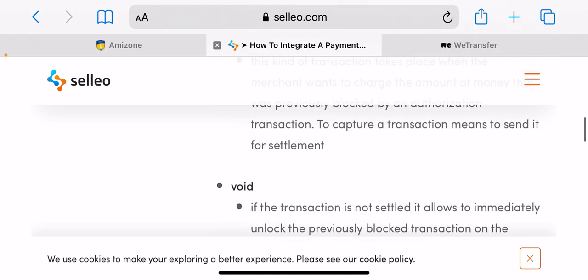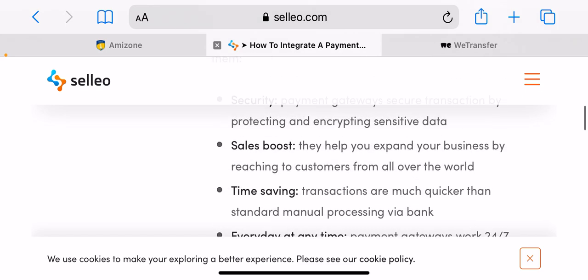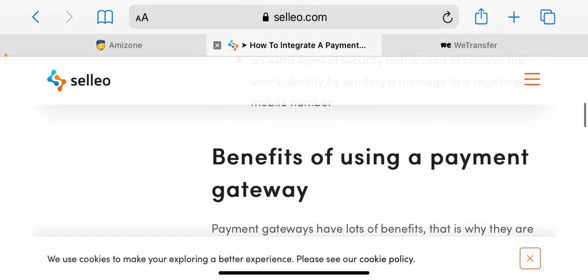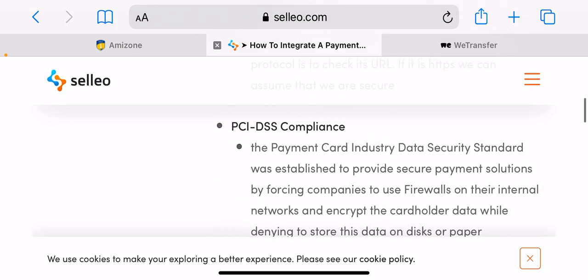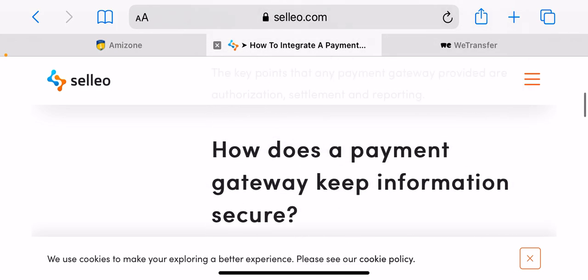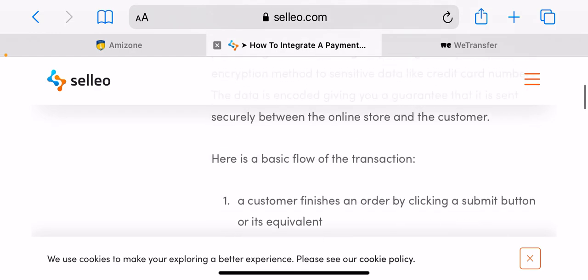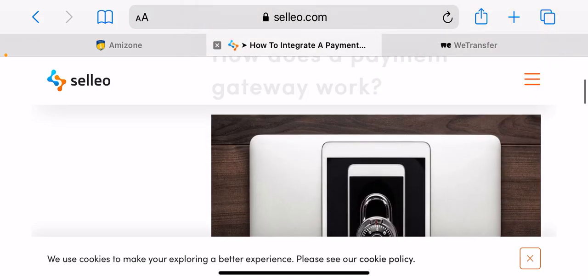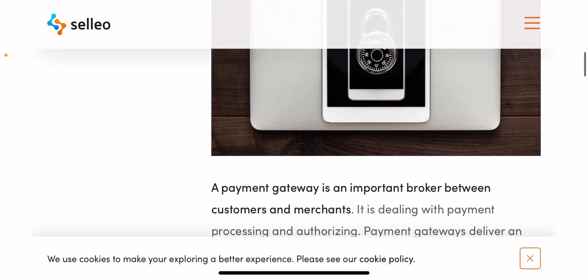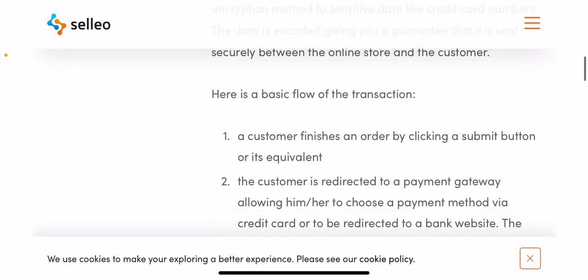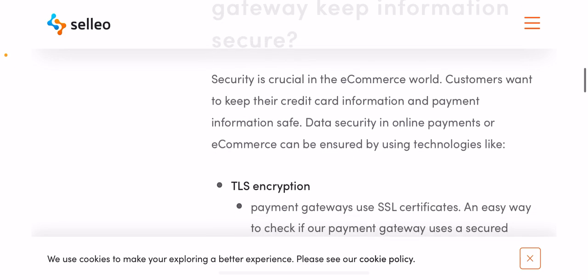If the authentication is successful, the bank checks if the customer has enough funds on his or her account and responds to the payment gateway whether the transaction is a success or not. When the response from the bank is ready, it goes to the merchant. If the answer is negative, the merchant will display an error notification to the user. If it's positive, the merchant seeks the transaction from the bank. In the end, the bank settles the payment with the payment gateway, which settles the money with the merchant.